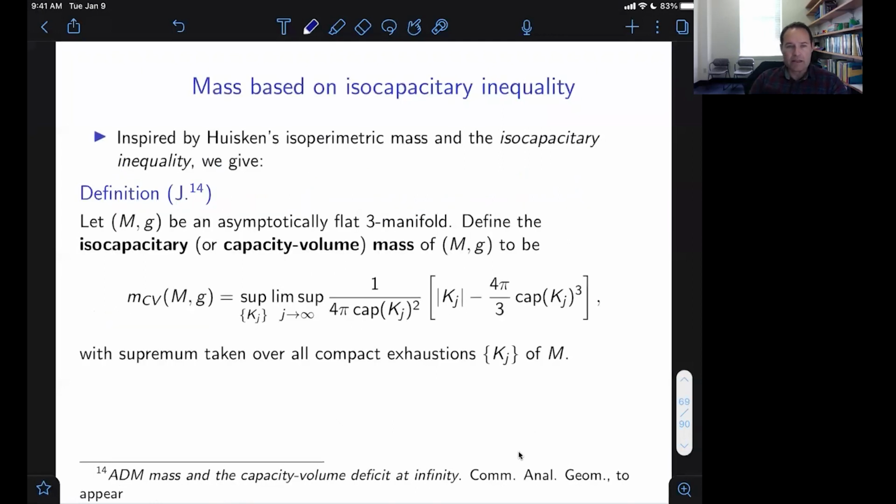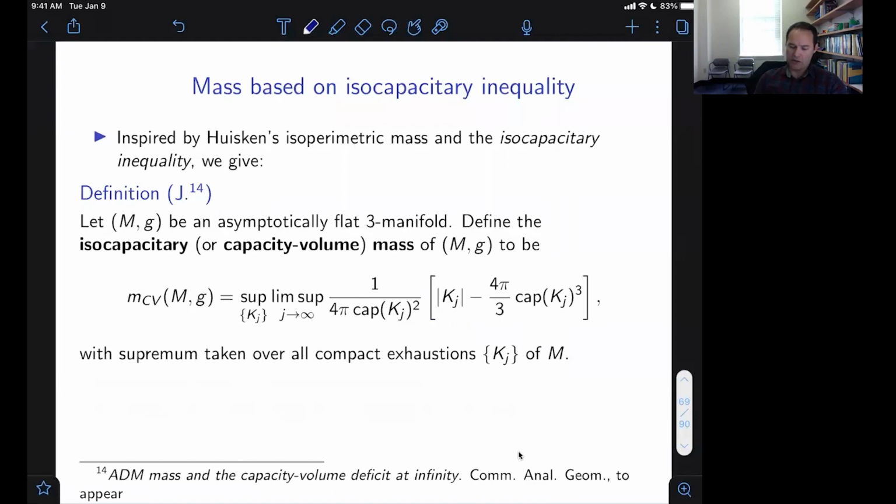Inspired by that, there's a definition. You might wonder, well, there's an isoperimetric inequality that forms the basis for Huisken's mass. There's also an isocapacitary inequality where the capacity rather than area is bounded below by the volume. So the question is, can you also use capacity and volume to define mass in general relativity? This leads to this definition here. I'll just call it MCV, the capacity volume mass. It's completely inspired by Huisken's definition. You take a limsup and you're trying to make the volume as large as possible relative to capacity when you're far out in the asymptotically flat end.